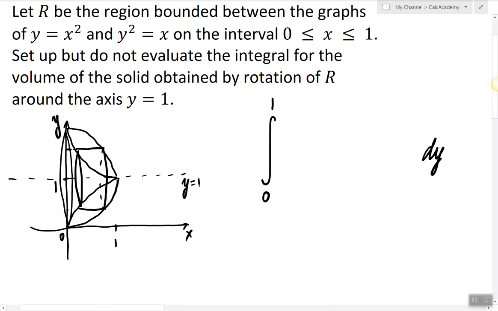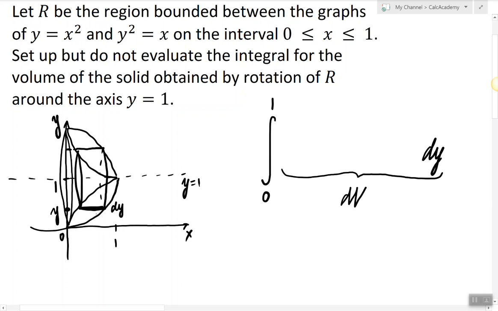Now we're going to pick some arbitrary value y, and we're going to find the expression for the volume of a shell at the y level. So let's pick this y value. That means the width of the shell will be dy, which is part of the integral notation here.